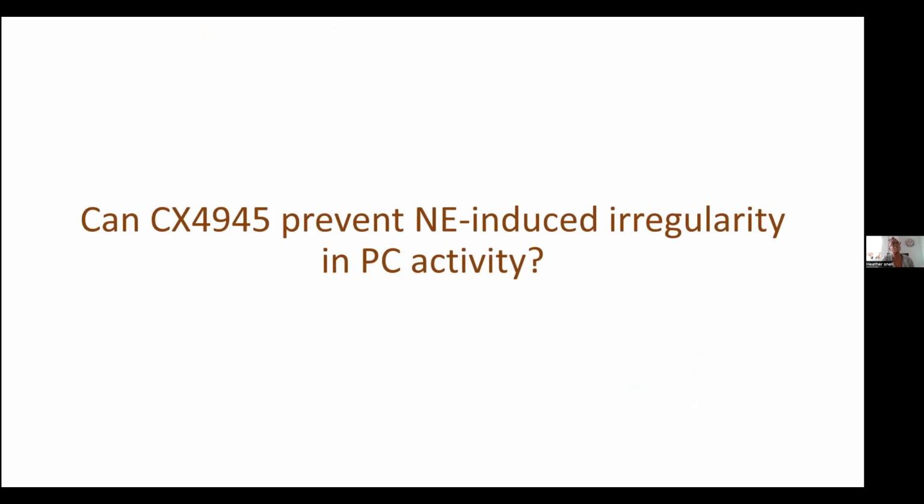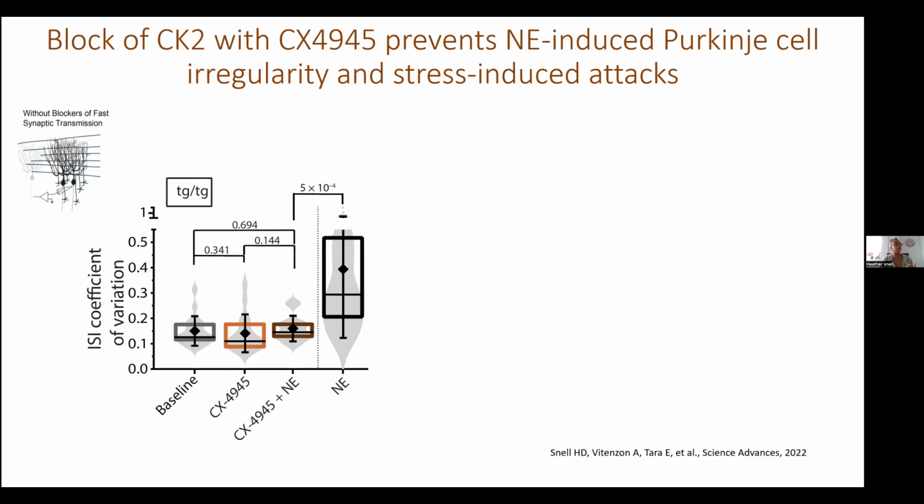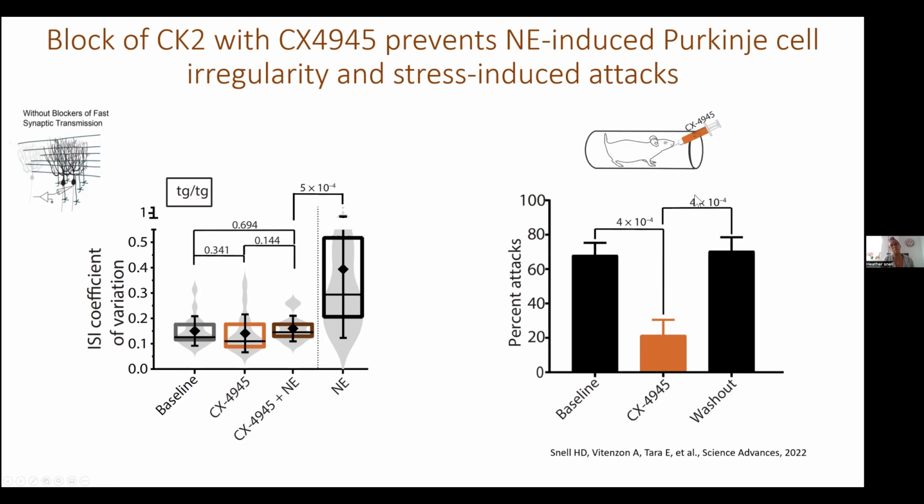in patients. And so what we did is we asked the question, can CX-4945 prevent this irregularity that we're seeing in Purkinje cell activity? And also, can oral administration of CX-4945 prevent stress-induced attacks? And indeed, that's what we found. When we added CX-4945 prior to norepinephrine, similarly to our prazosin protocol, it prevented that irregularity that we see with norepinephrine alone. And when we gavaged the mice with CX-4945 and put them in our stress paradigm, it prevented the attacks that we see with just stress alone.